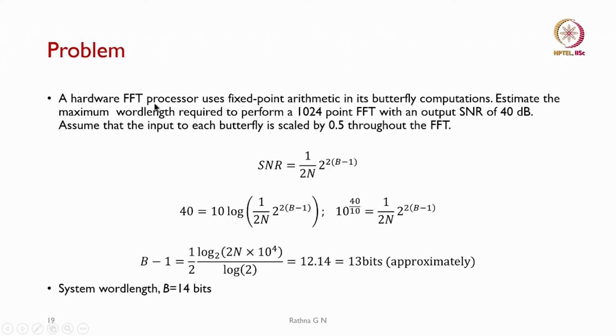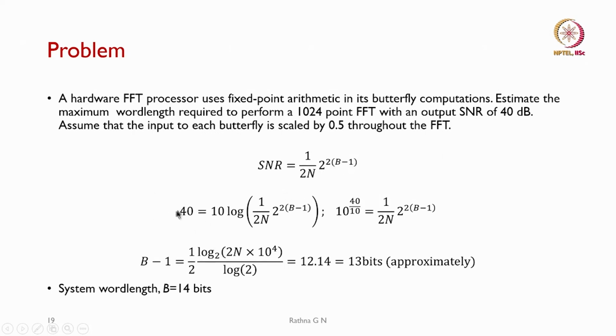So, what it says is, a hardware FFT processor uses fixed point arithmetic in its butterfly computations. Estimate the maximum word length required to perform a 1024 point FFT with an output signal to noise ratio of 40 dB. In this case, you are lucky to have just 40 dB. So, assume that the input to each butterfly is going to be scaled by 0.5, which is nothing but 1 by 2 throughout the FFT. Then the signal to noise ratio, because we are scaling by 2, is going to be 1 by 2n into 2 to the power of 2 into b minus 1.